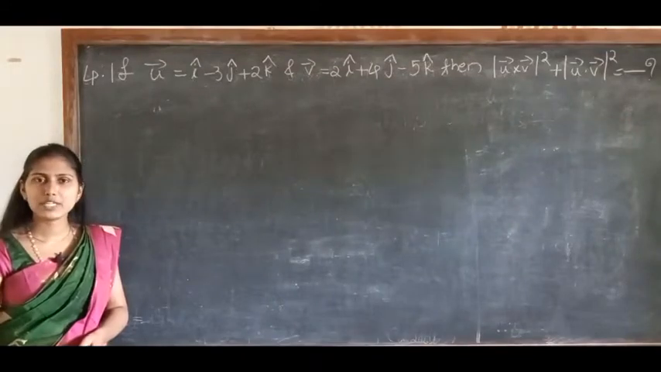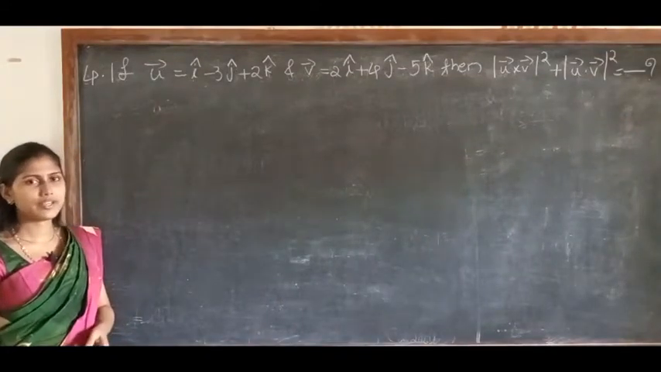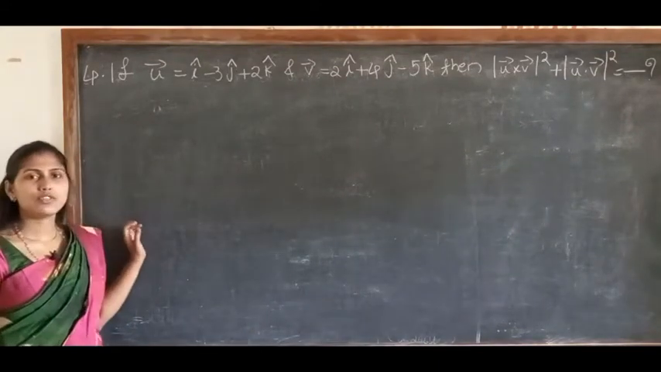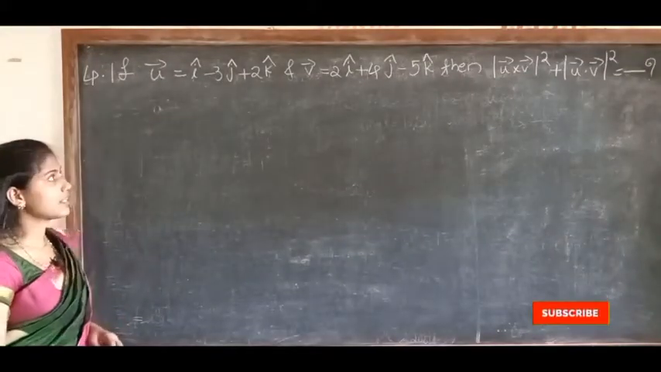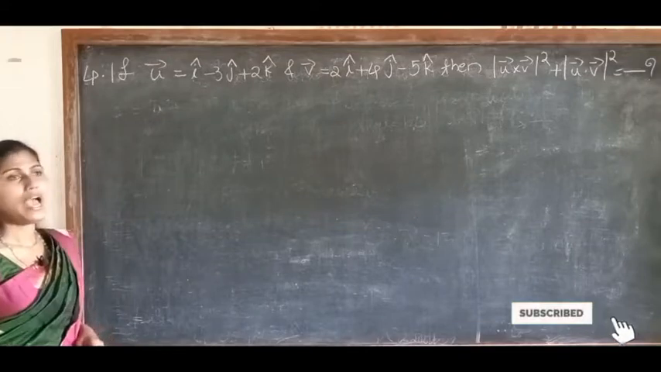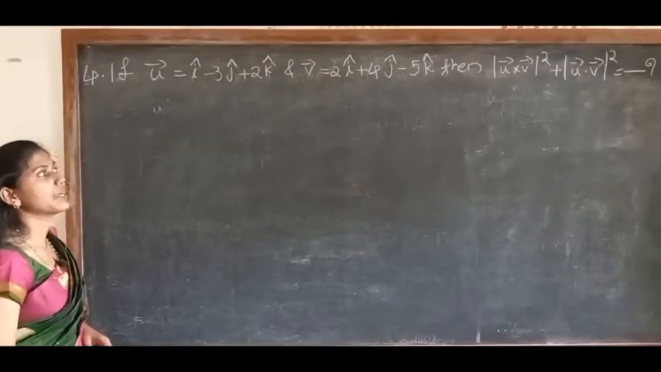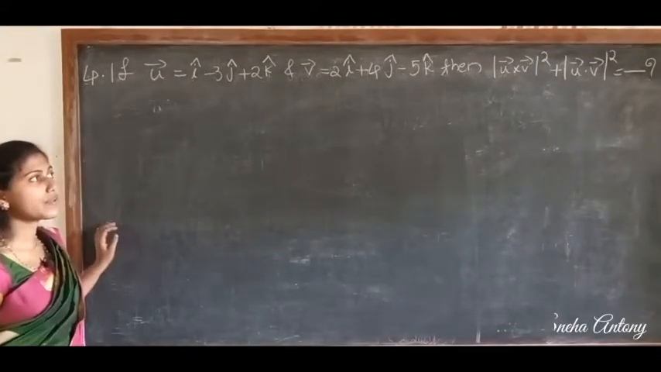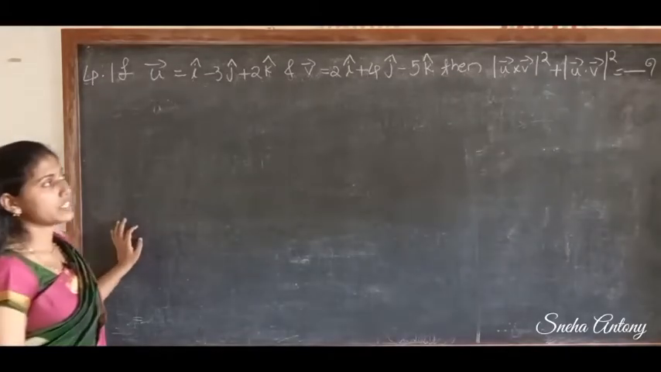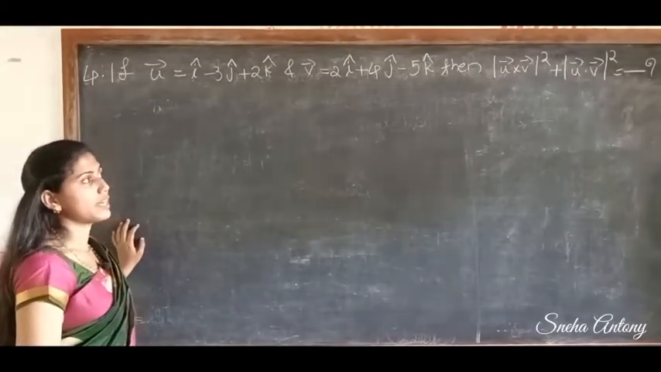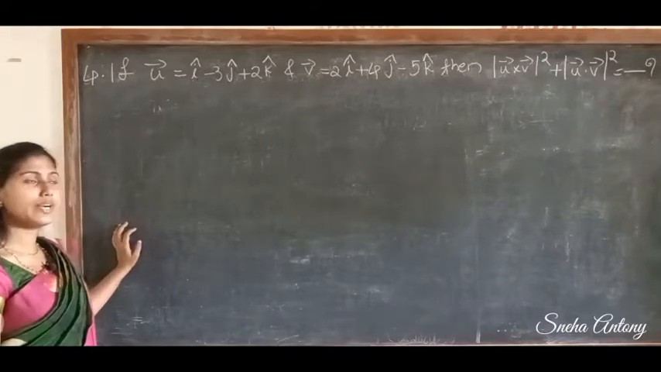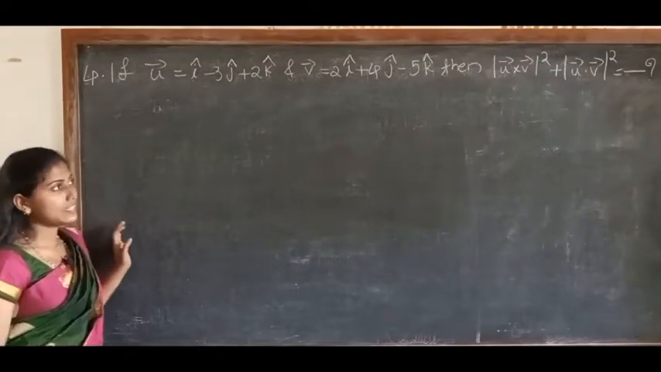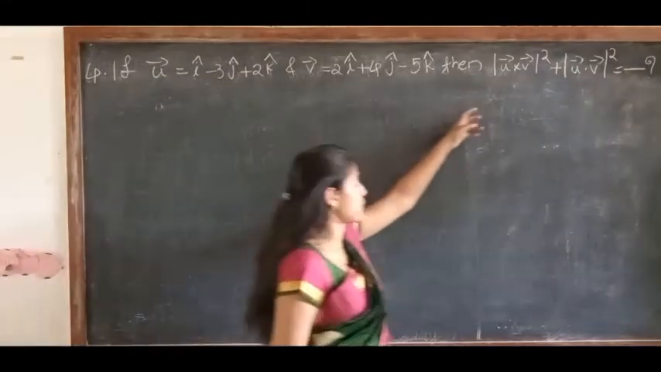This video is the continuation of the previous video. Okay. Then the fourth question is, if vector u is equal to i cap minus 3j cap plus 2k cap and vector v is equal to 2i cap plus 4j cap minus 5k cap, then modulus of vector u cross vector v squared plus modulus of vector u dot vector v squared is equal to dash. Okay, then we have to find this term.